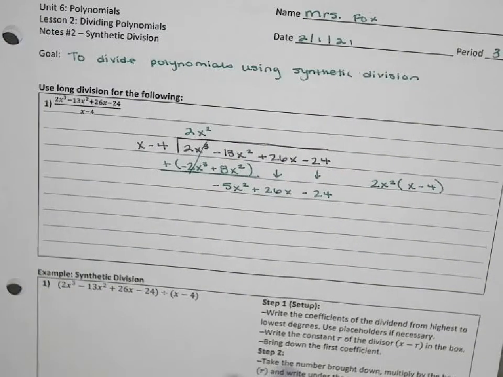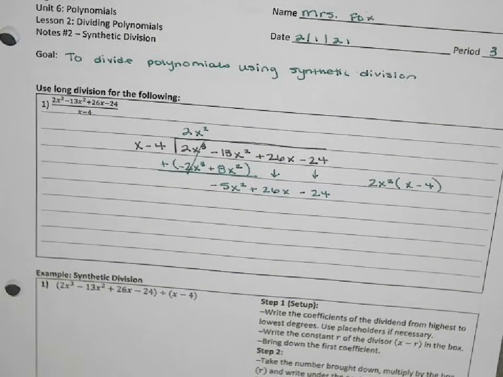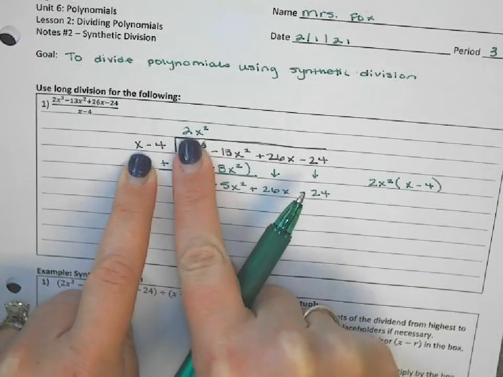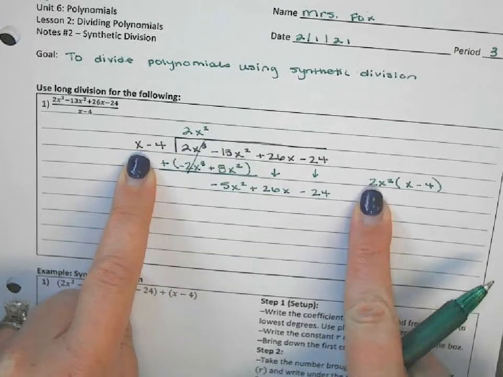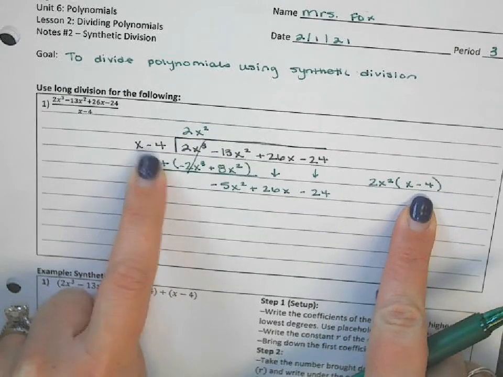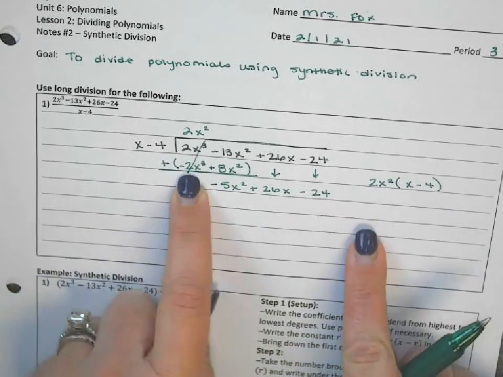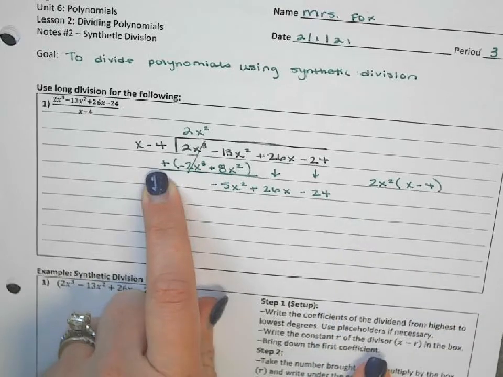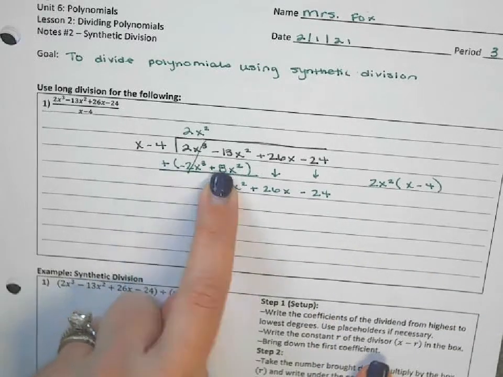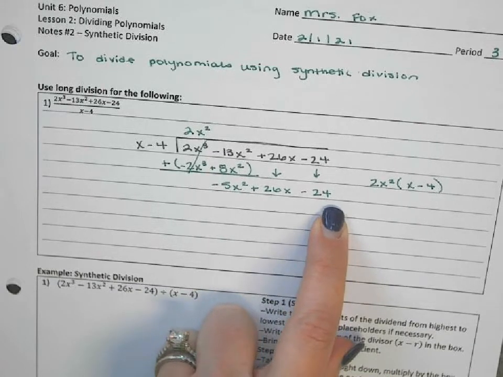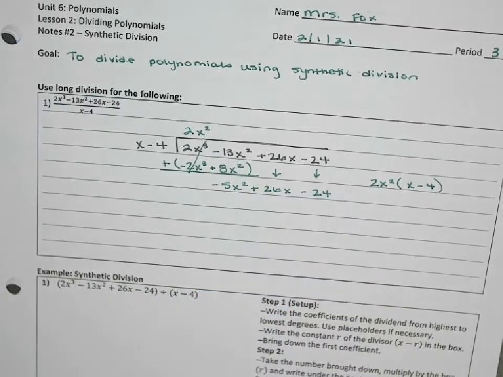There's the first step. That was my first time going through the algorithm. X times what would give me 2x to the third? I'd have to multiply by 2x squared. So I write 2x squared over here times what I was dividing by, the x minus 4. When I multiply that out, I put that answer in here, but I subtracted it. I distributed the negative, then added up like terms, brought everything else down, and this is what I have so far. So double check that step.